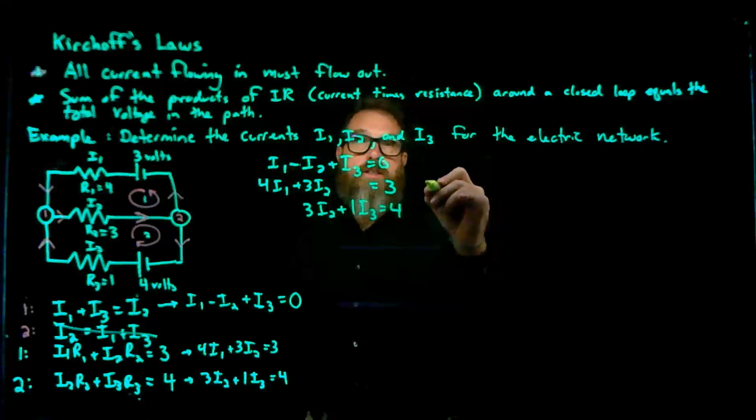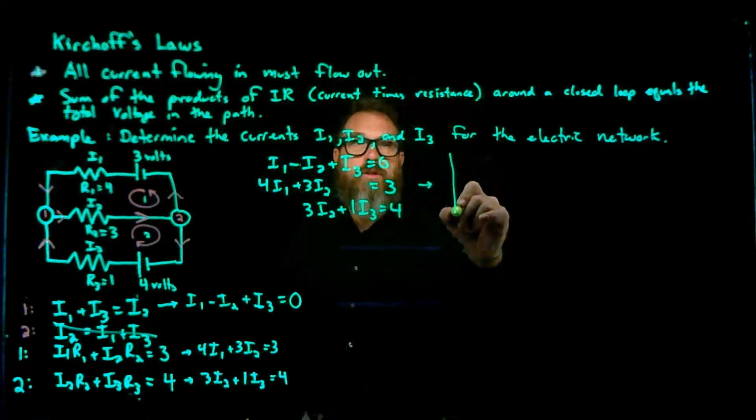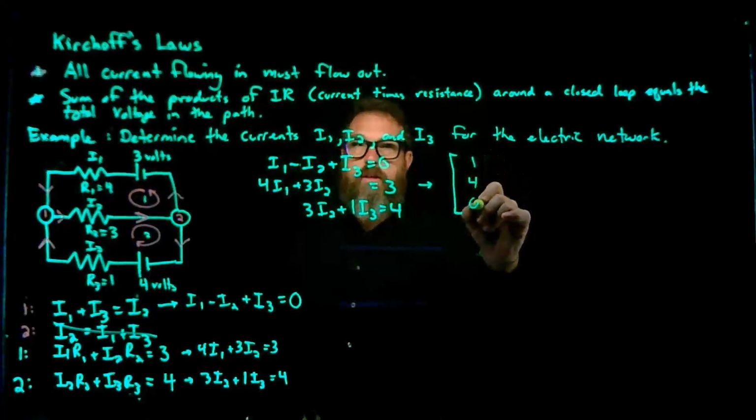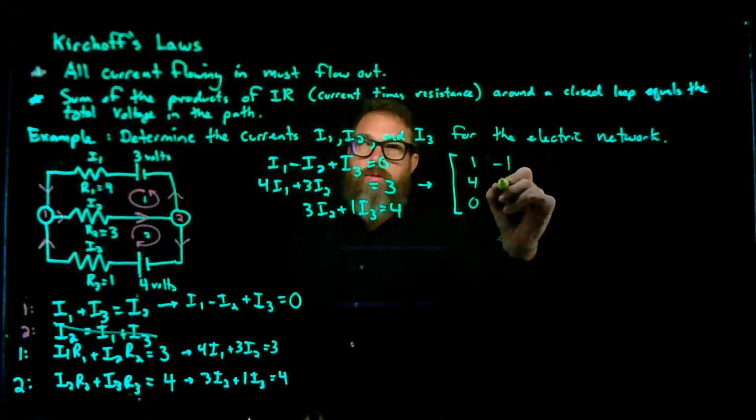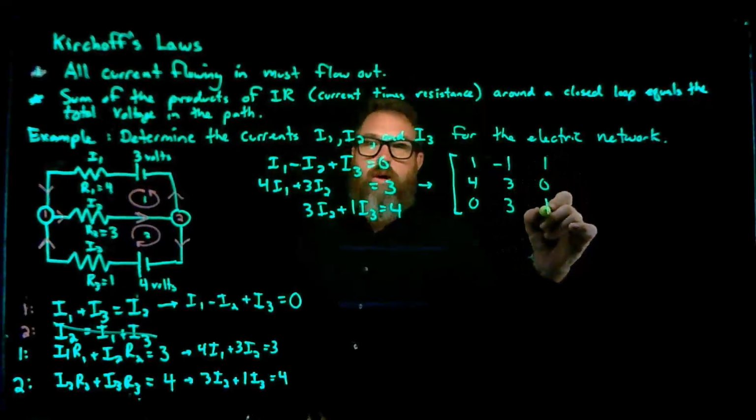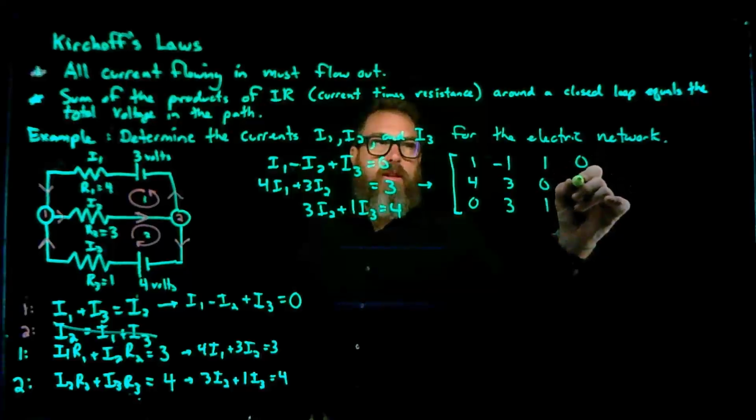And I can set this up as an equivalent matrix where the first column are the coefficients of I1, so 1, 4, 0. This will be I2, so negative 1, 3, 3. And then finally I'm going to have 1, 0, 1. And this is going to be equal to 0, and then 3, and then 4.